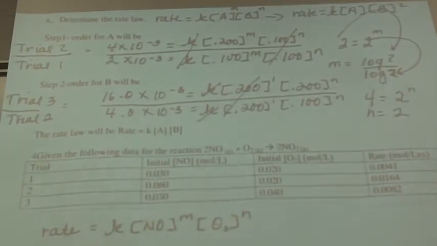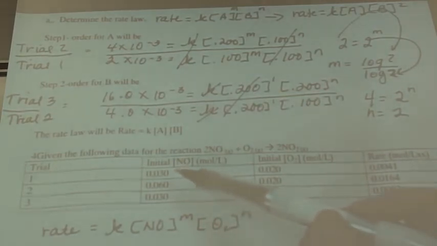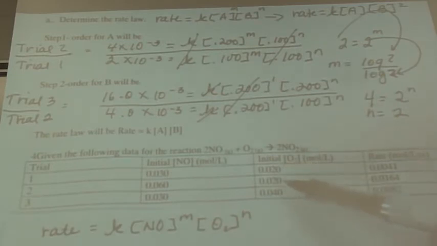Let's see, I want to start with NO. Which trials would get me where I want to go? I heard 1 and 2. So in NO, it doubles and O2 stays the same. That would be a valid trial, 2 over 1. Now I'm just going to put these numbers into the rate law.